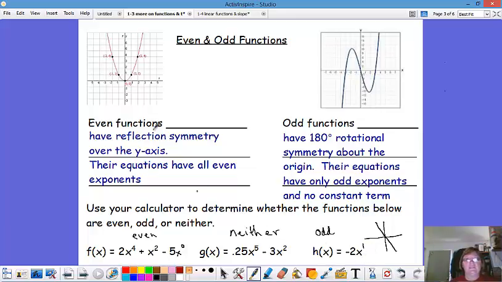So even functions reflect across the y-axis and have all even exponents. So they're always going to have end behavior that is this parabolic kind of behavior. They may have some interesting stuff in the middle, but at the edges, they're going to have to be parabolas. Odd functions have to go through the origin. They have to have rotational symmetry. Their equations will only ever have odd exponents with no constant.